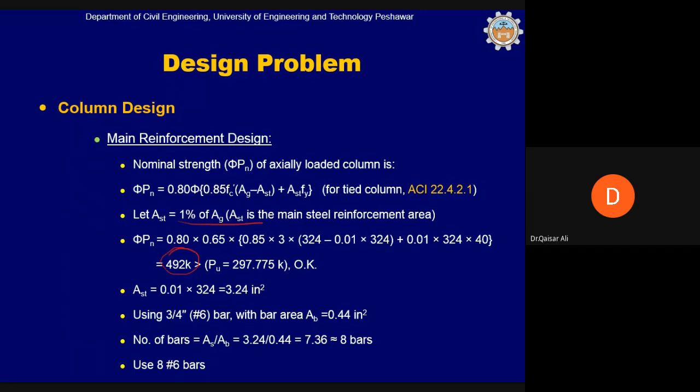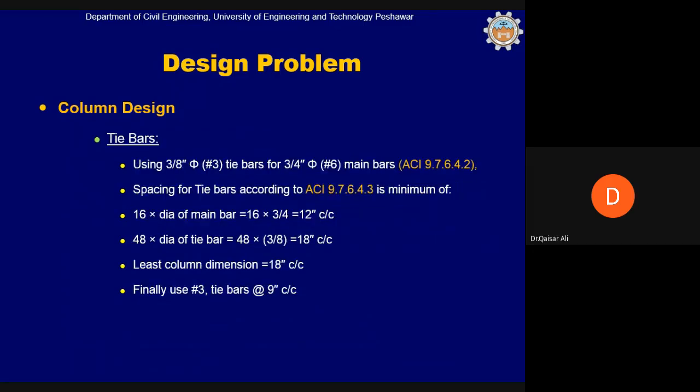Since phi Pn is greater than Pu, so 1% of the area is enough. 0.01 into 324, 3.24 square inch is the area. You use number 6 bars, so 8 number 6 bars will be enough. Then provide ties with 16 diameter, 48 diameter, or the least column dimension. Finally, 8 number 6 bars and number 3 ties at the rate of 9 centimeters will be enough.